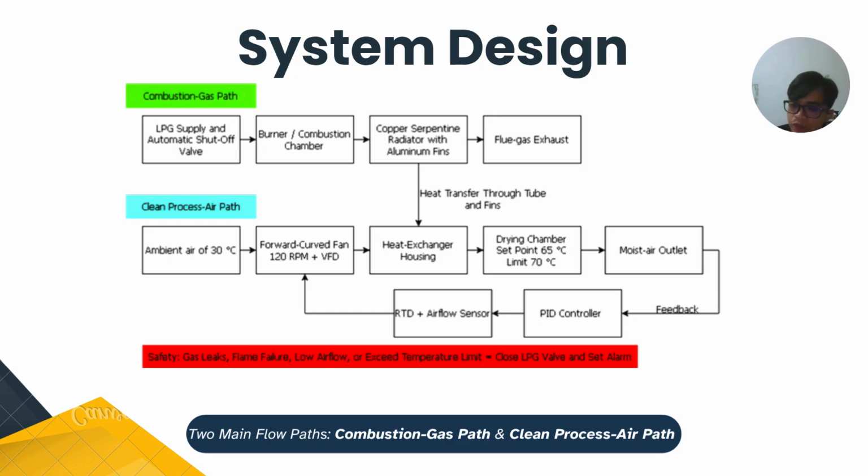Other than that, the system also includes a control and safety function. The RTD and airflow sensor provide feedback to the PID controller, and then based on the measured drying air temperature and airflow condition, the controller adjusts the LPG valve and fan speed to maintain the drying chamber temperature below the 70 degrees Celsius limit. And if gas leakage, flame failure, low airflow or excessive temperature is detected, the LPG valve closes and the alarm is activated.